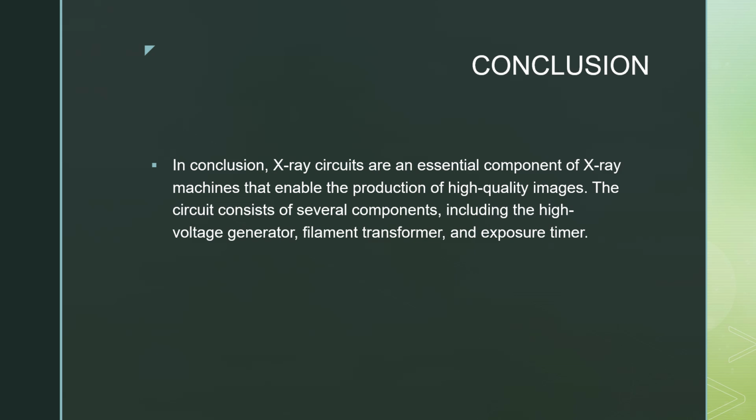Now, in conclusion, X-ray circuits are one of the main essential components of X-ray machines that enable the production of high-quality images of the body. The circuit consists of several components, including the high-voltage generator, filament transformer, exposure timer, and many other things, to generate X-rays to image the body.